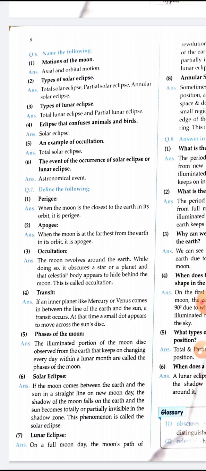Motion of the moon. What is the motion of the moon? We have also read this in points to remember. That is axial and orbital motion. Type of solar eclipse. There are 3 types: total, partial and annular. Type of lunar eclipse: total and partial. Eclipse that confuses animals and birds is the solar eclipse. An example of occultation is the total solar eclipse. The event of the occurrence of a solar eclipse or lunar eclipse is an astronomical event.